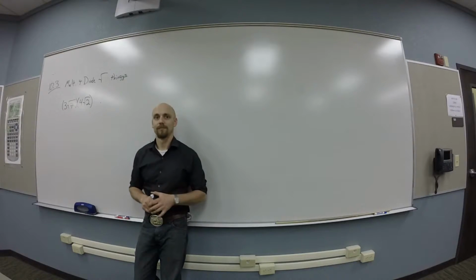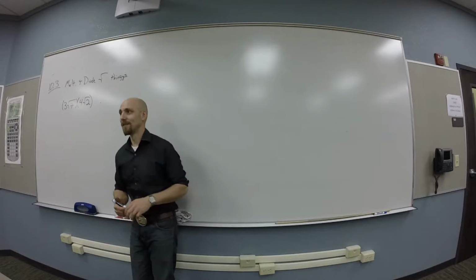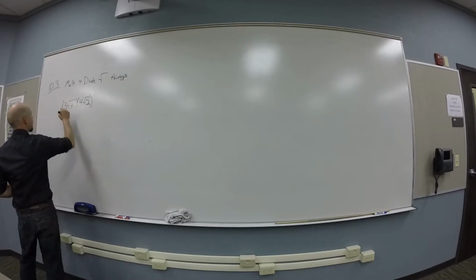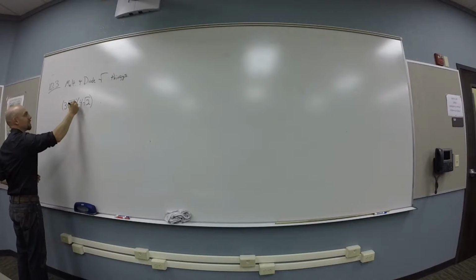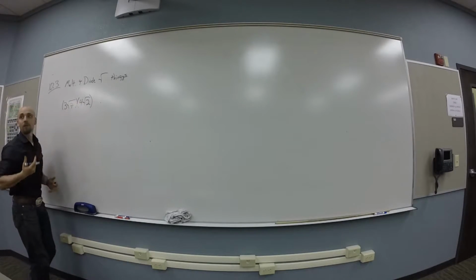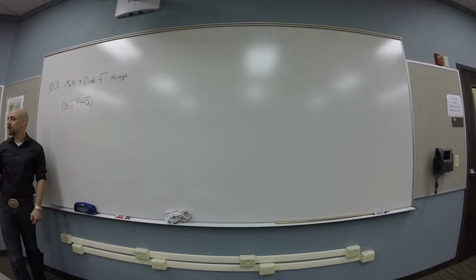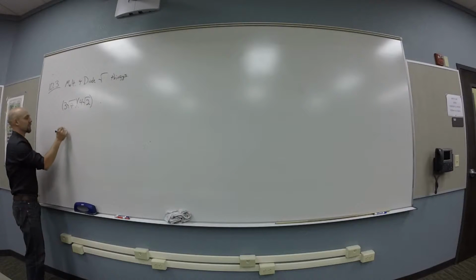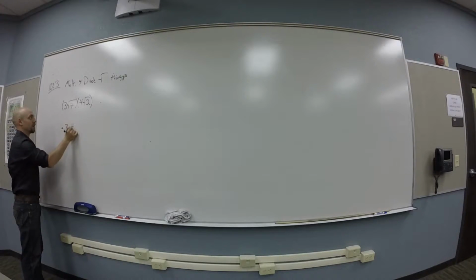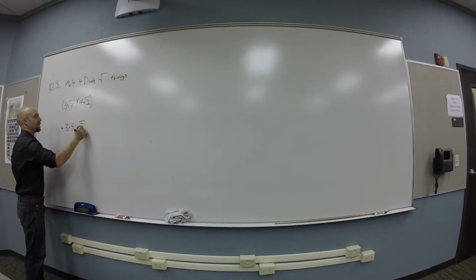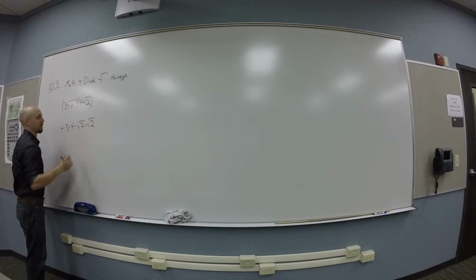Multiply the outside numbers together and the inside numbers. That seems like a great idea, right? All this stuff is multiplied together, right? I've got 3 times root 7 times 4 times root 2. Multiplication doesn't really care about the order, right? So I could rearrange this into 3 times 4 times root 7 times root 2.